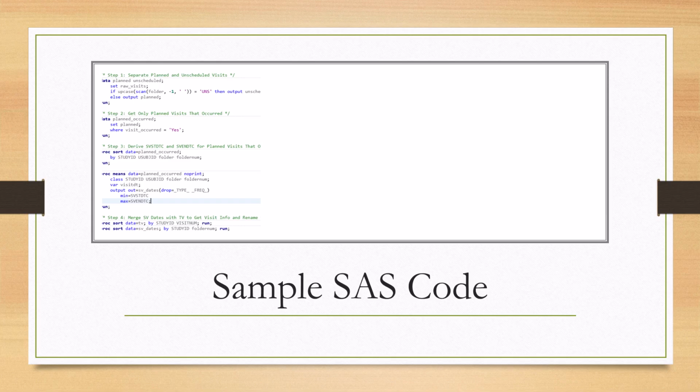So the first step right now is that we are separating the planned and unscheduled visits from this particular raw dataset, which is the raw visits.